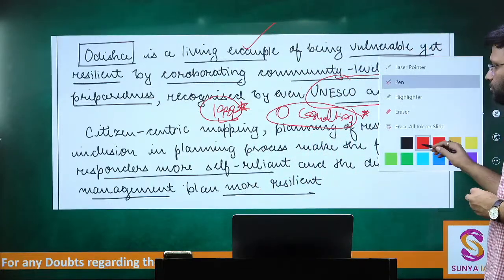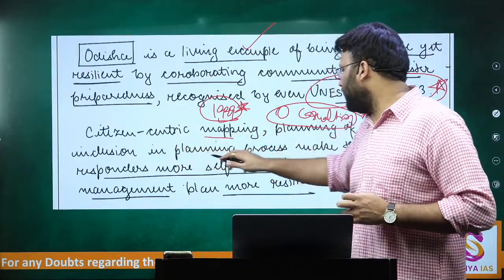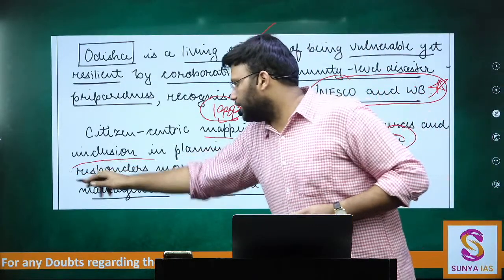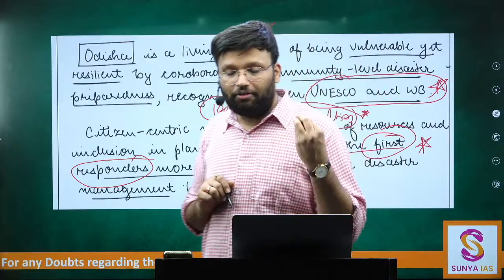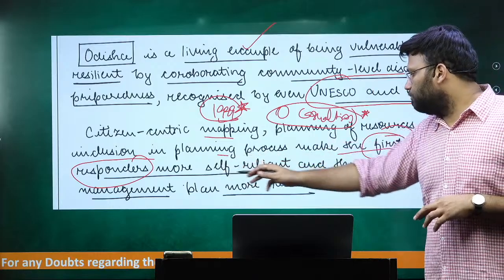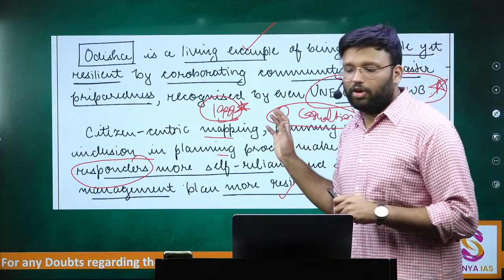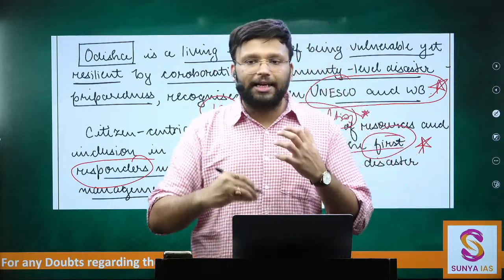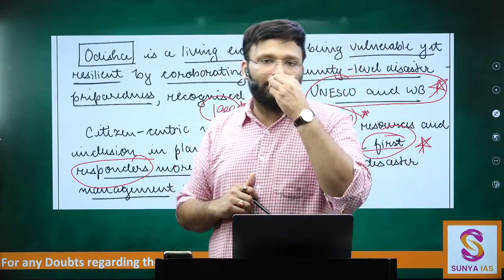Now the conclusion: citizen-centric mapping, planning of resources and inclusion in the planning process. Visualize the first responders. See, this is the keyword which I gave you at the start itself, that how the community is actually the first responder in the disaster management cycle, right? It helps in making the disaster management plan more self-reliant and resilient. Decent conclusion. So overall, whoever's copy this was, it was a very good copy. Why? Some practicality was visible, that they are talking about the grassroots issues which happen in cyclone management and how that can be addressed.